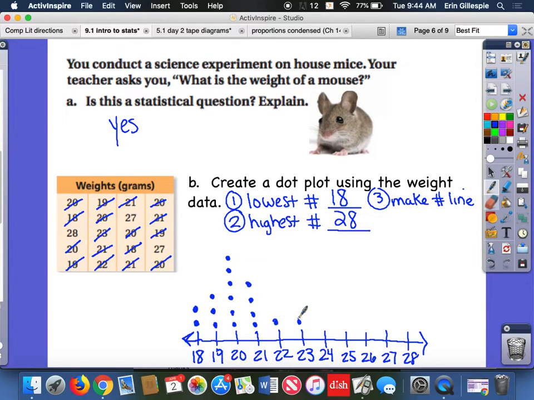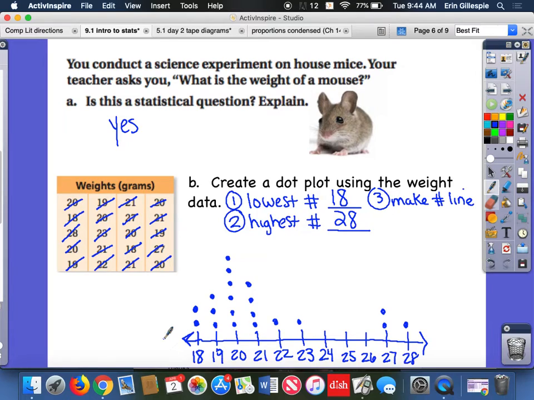Now there's hardly any numbers left to check. 24. Nope, no 24. No 25. No 26. I see 2 27s. And I see a 28. So if I count my dots, 1, 2, 3, 4, 5, 6, 7, 8, 9, 10, 11, 12, 13, 14, 15, 16, 17, 18, 19, 20. Good, I have all my dots.